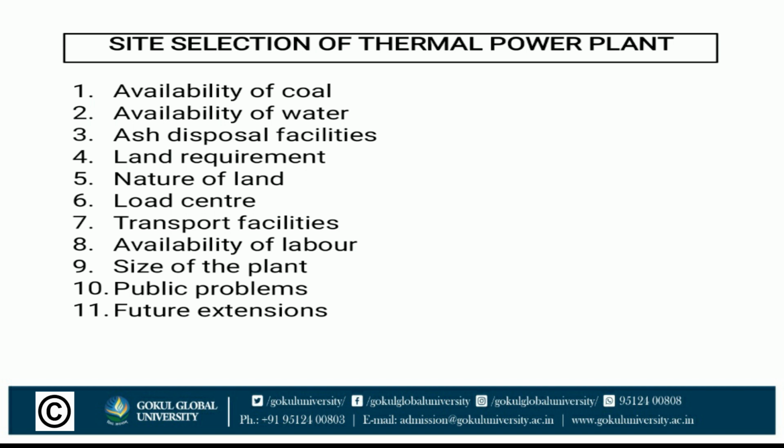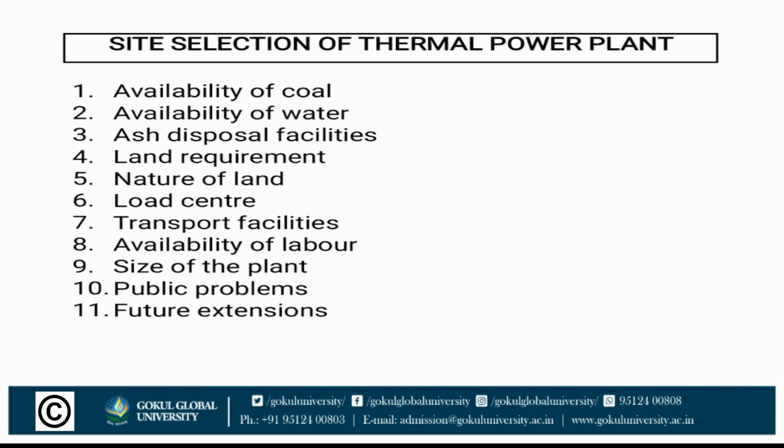Sixth one, load center. The site of the power plant should be as near as possible to the load so that the transmission cost and losses are minimum. However, a plant cannot be located near all the loads. In this case, the CG of the loads is determined with reference to an arbitrarily chosen axis. This CG is known as the load center. Hence, in order to minimize the cost and losses, the plant should be located as far as possible near the load center.